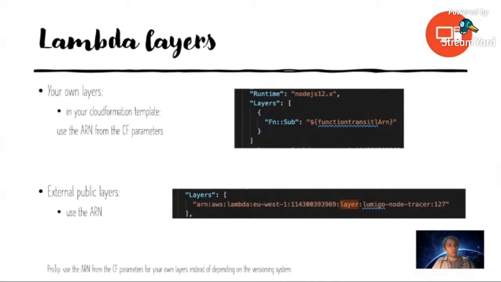Now, okay, let's first look at our own layers. You can actually add a layer in Amplify. You use the amplify add function command, and then you choose to add a layer. And in that layer, you can add the code that you want to share across multiple functions. Now, if you follow the standard Amplify way, it will become quite messy to know what version to use on which environment.